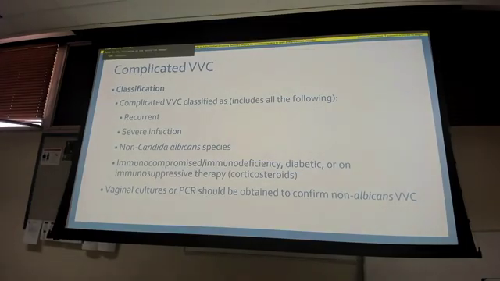So next, we're going to look at complicated VVC. With complicated VVC, how we classify this is if a patient has recurrent VVC, if it's a severe infection, if it's a non-Candida albicans species, and then patients who are potentially immunocompromised, diabetic, or on any therapy that will depress their immune system. And then with this, vaginal cultures or PCR should be obtained to confirm if it's a non-Candida albicans species.